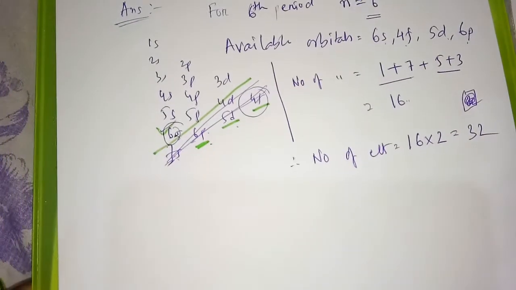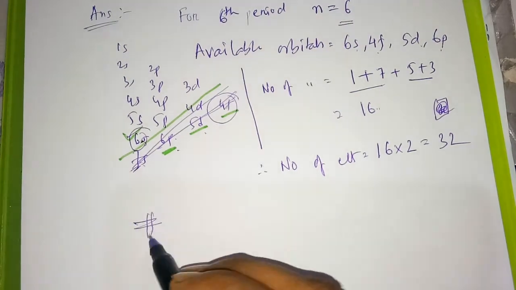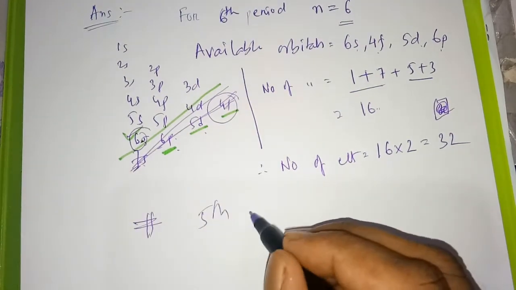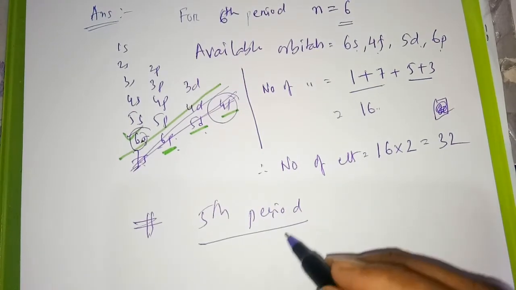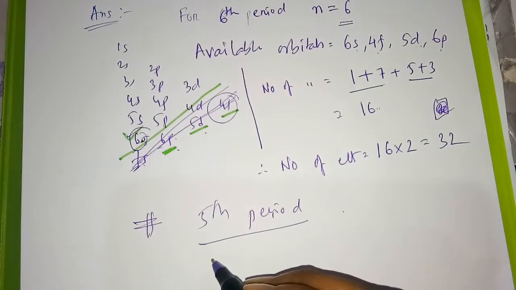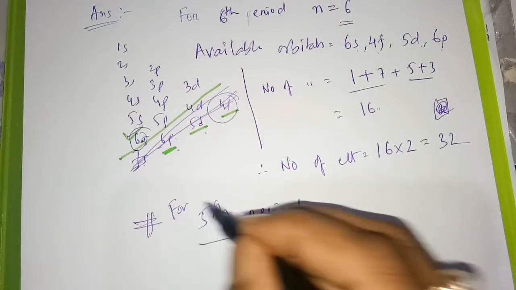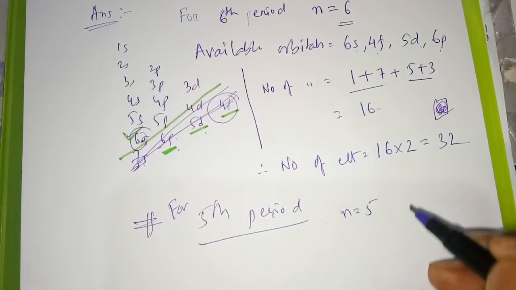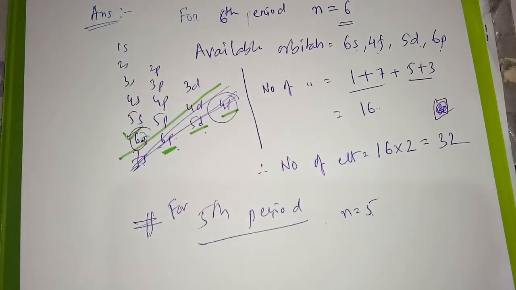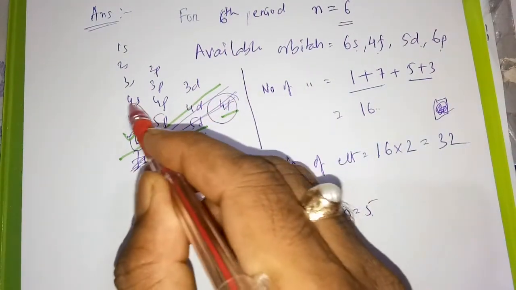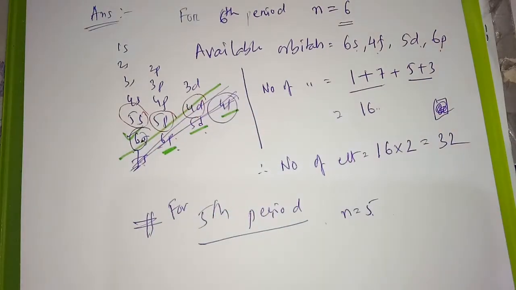So similarly, if you are given fifth period, how many elements will be there? For fifth period, what you have to write? For fifth period, n equal to 5. So n equal to 5 means you have to start from 5s, 5s, 4d and 5p up to end.